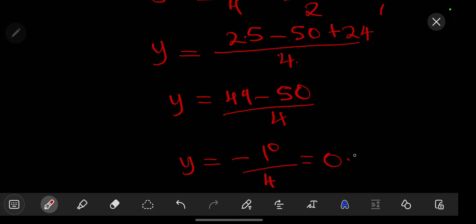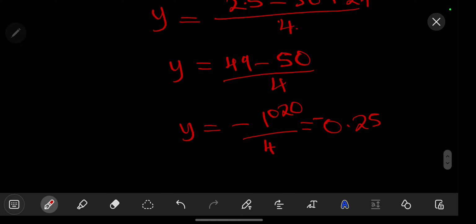Which is equal to 0. You add a 0. 10 divided by 4 gives you 2. The remainder is 2. You add another 0. 20 divided by 4 will give you 5. So negative 0.25 for that matter. So we have found everything that we need.